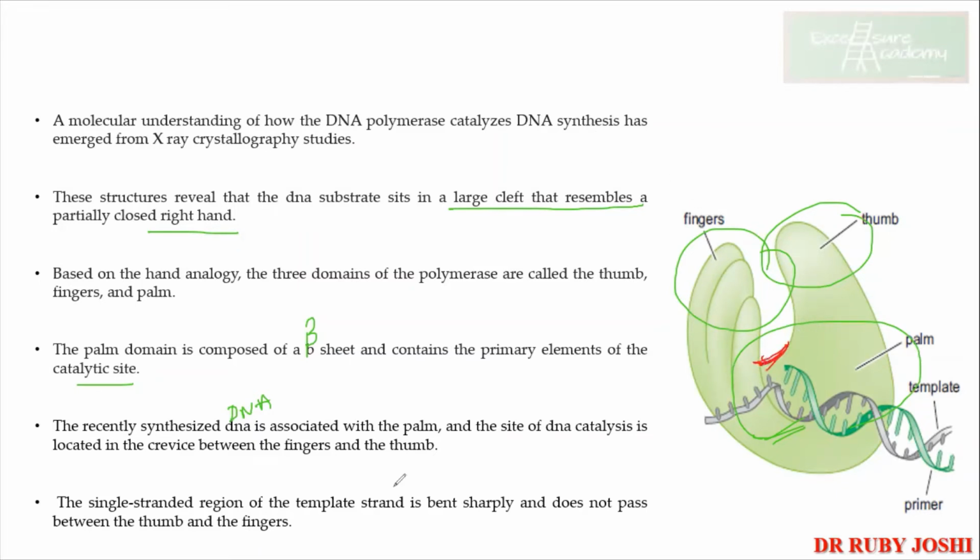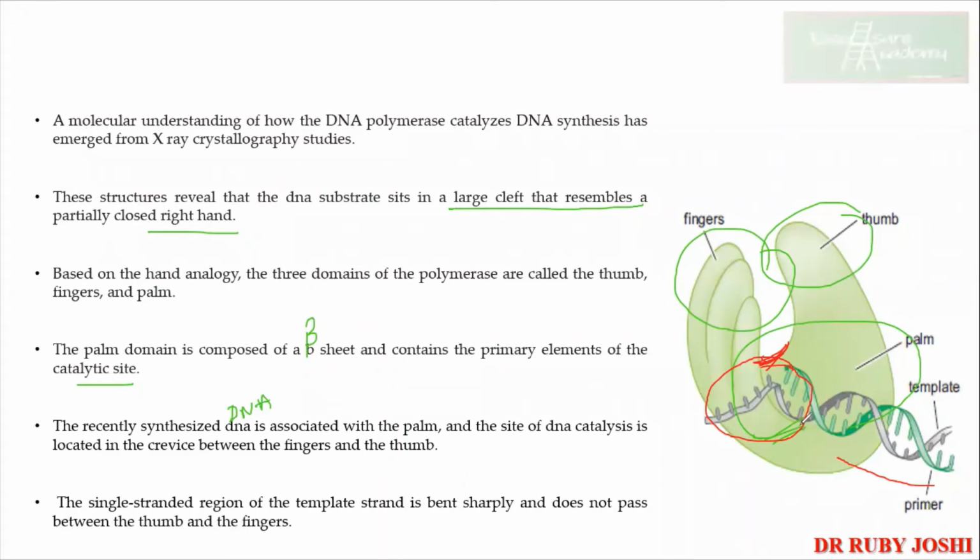This region. So the single-stranded region of the template strand is bent sharply and does not pass between the thumb and the fingers. Now, can you see in the structure how nicely the helical structure of the DNA is there, but over here, can you see there is a bend? Can you see the difference? The entire helical structure, and over here a bend is present. So this bend is actually helping for the corrective base pairing, which is happening in the palm region.